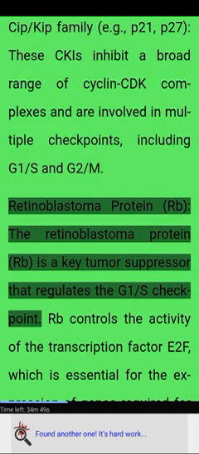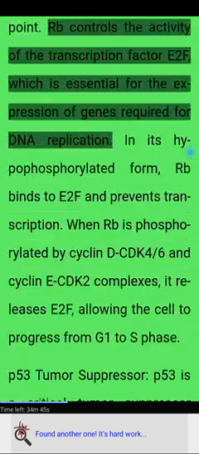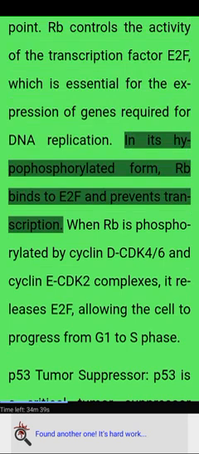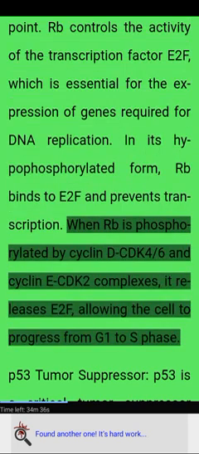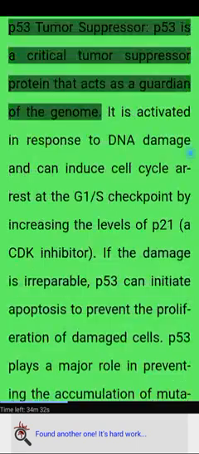Retinoblastoma protein, RB, is a key tumor suppressor that regulates the G1/S checkpoint. RB controls the activity of the transcription factor E2F, which is essential for the expression of genes required for DNA replication. In its hypophosphorylated form, RB binds to E2F and prevents transcription. When RB is phosphorylated by cyclin D-CDK4/6 and cyclin E-CDK2 complexes, it releases E2F, allowing the cell to progress from G1 to S phase.